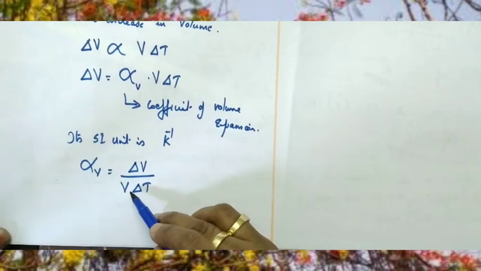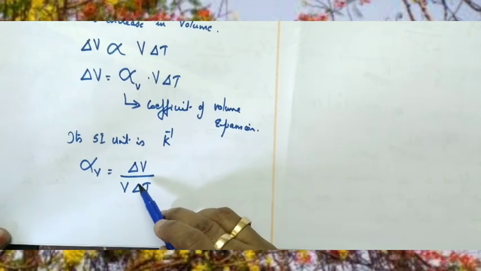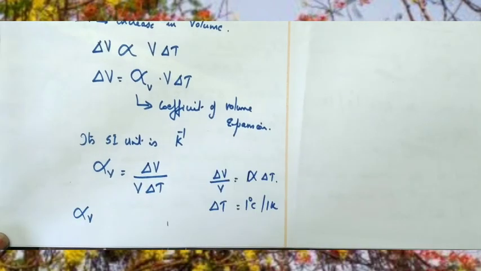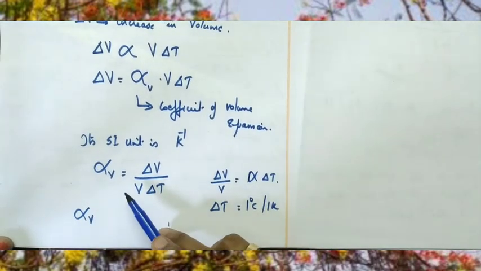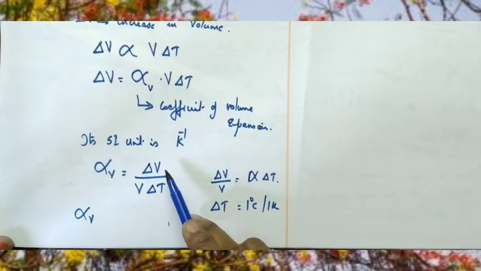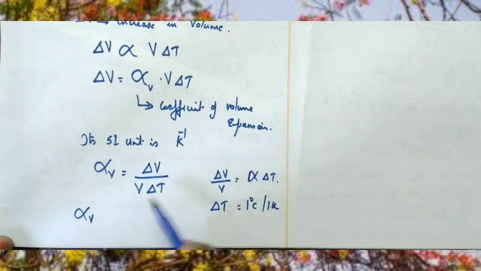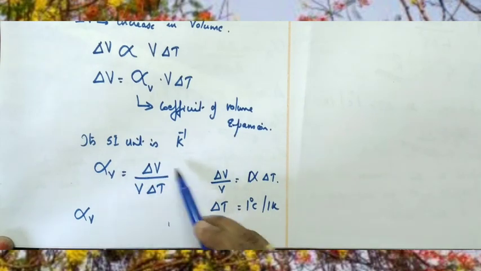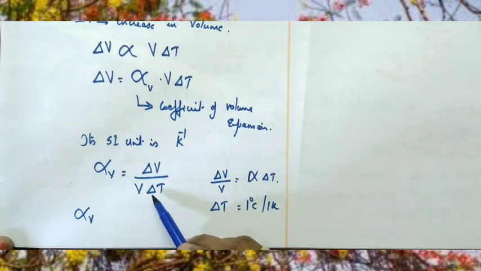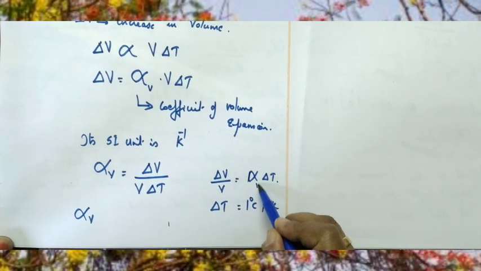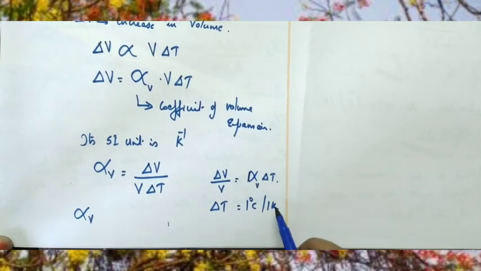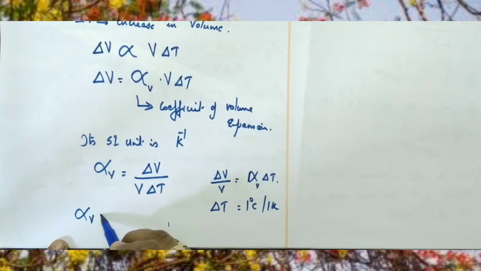Delta V by V is the fractional increase in volume. Now, how will you define the coefficient of volume expansion? We know alpha V equals delta V by V delta T. It can be defined in another way also. Delta V by V equals alpha V into delta T, isn't it? If delta T equals 1 degree Celsius or 1 Kelvin, now how will you write alpha V? Alpha V is equal to delta V by V, isn't it?